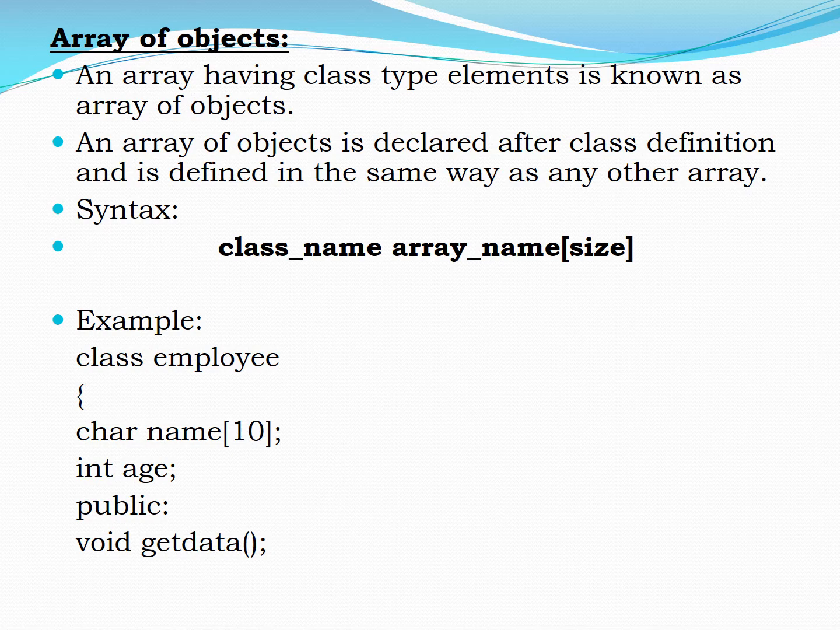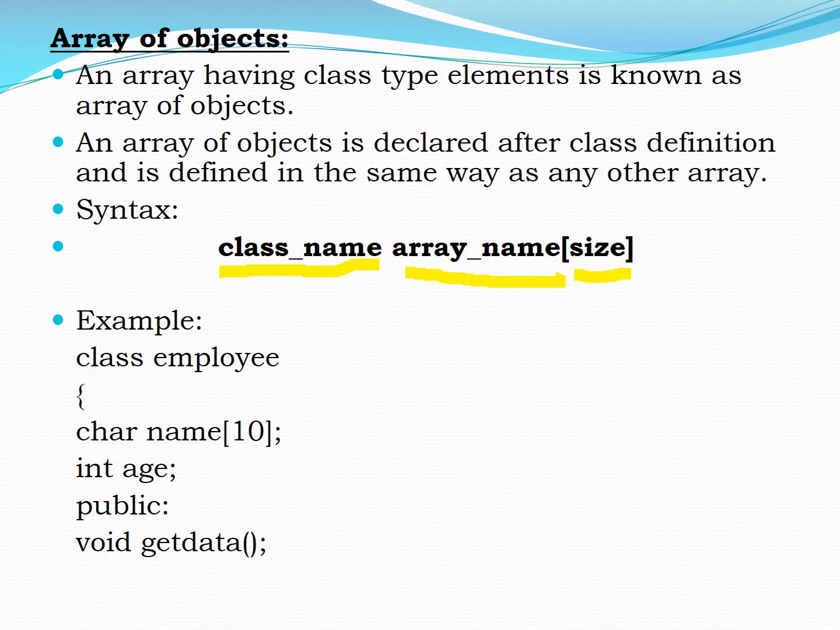An array of objects is declared in the same way as an array of a built-in data type. An array of objects is declared and defined in the same way as any other array. Here we have the general syntax of an array of objects: a class name followed by an array name. We can also say the object name with the size of the array.